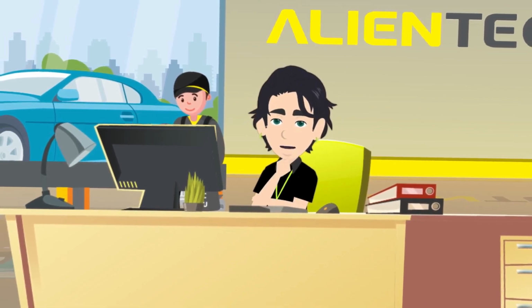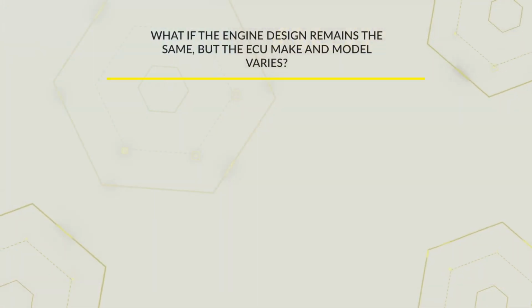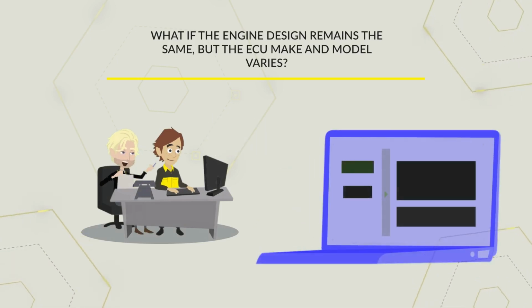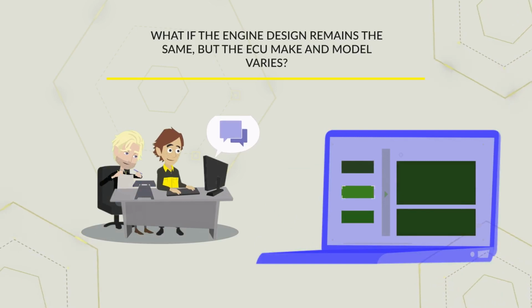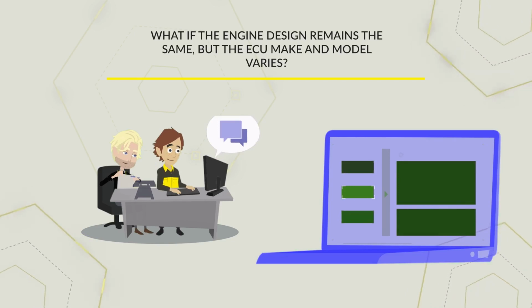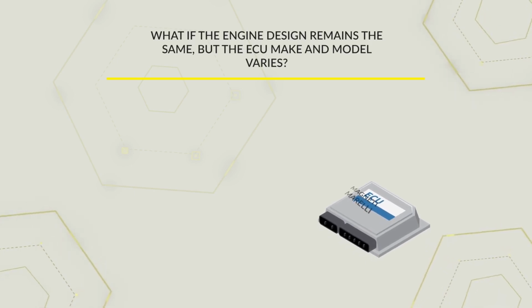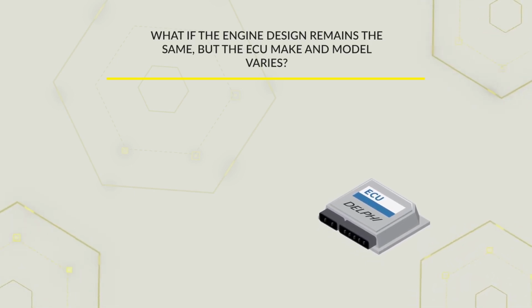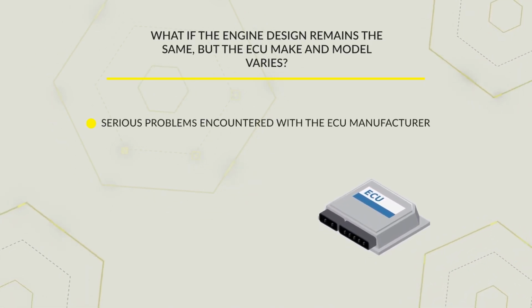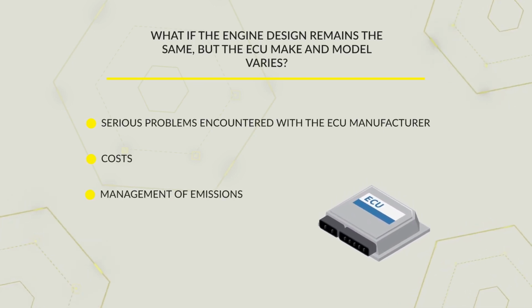What if the engine design remains the same, but the ECU brand and model change? In the event that the automotive group commissions a manufacturer to develop its engine control unit, the modification strategy used by the tuner will also have to adapt to the changes, since the operating strategy used by the control unit will change slightly. In fact, it happens very often that the automotive group changes the ECU brand and model, keeping the engine design unchanged, for 3 main reasons: serious problems encountered with the ECU manufacturer, costs, management of emissions.